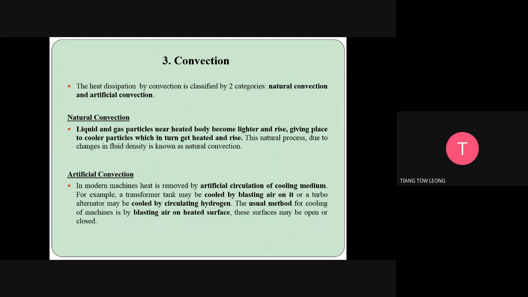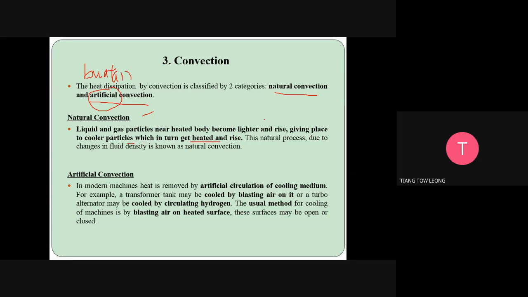The heat dissipated by convection is classified into two categories. One is natural convection, another is artificial. Artificial means man-made. What about natural convection? Convection is when liquid and gas particles near a heated body become lighter and rise, giving place to cooler particles which in turn get heated and rise.